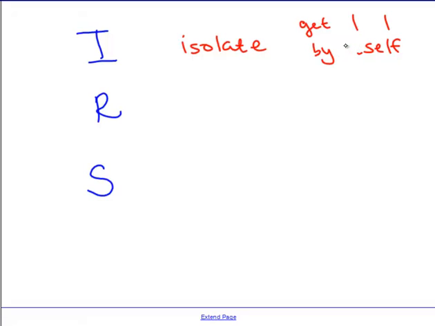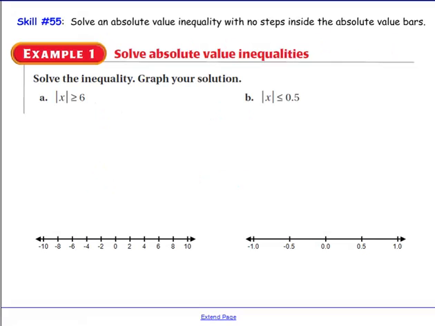And only then can you actually continue with the solving. So isolate first. R stands for rewrite, which is what we just did on the previous slide. And only after you isolate and rewrite can you actually start solving to finish up the problem. So remember, IRS.